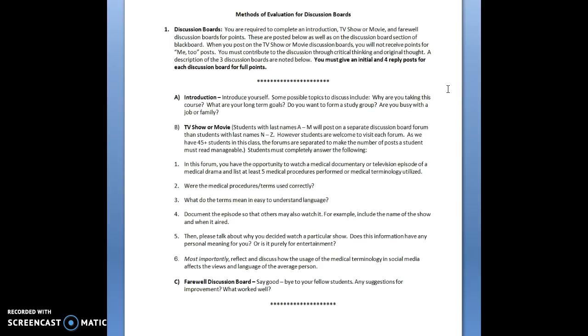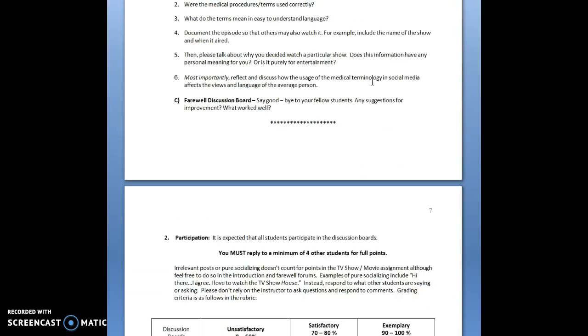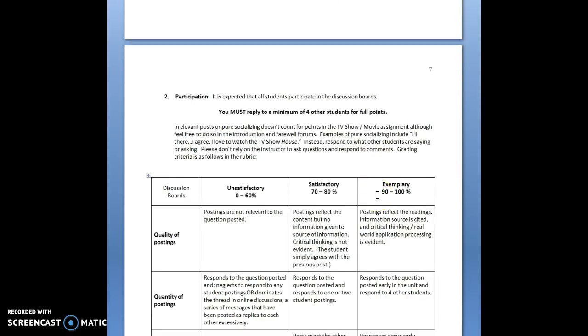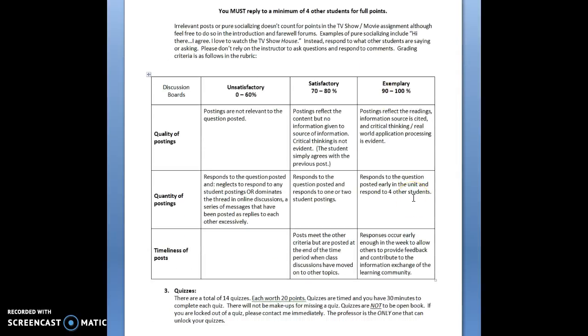of the appropriate chapters. Discussion boards, there's three that we have. The first one is an introduction, and I want to point this out. You must give an initial and four reply posts for each discussion to get your full points. And just saying, oh, I agree, that's not a reply. You need to give it a little bit of meat to the matter. Here's exactly what you need, a rubric to tell you what you're doing to get the best points possible.